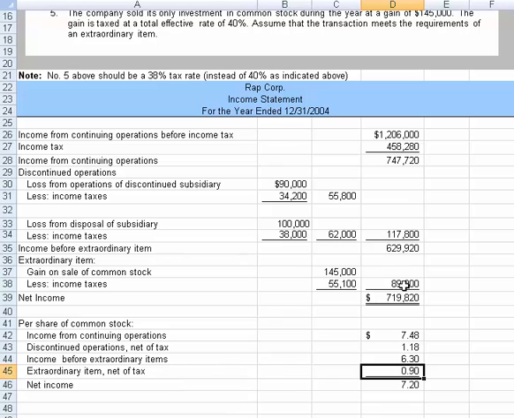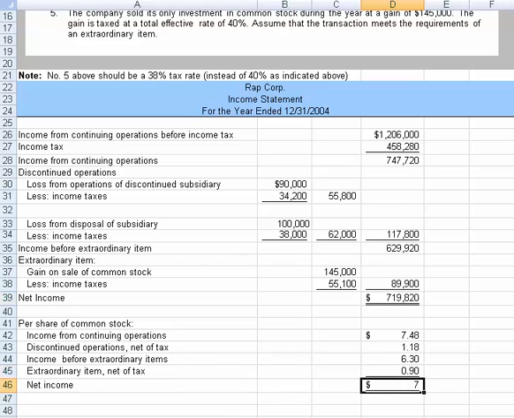Underline that. Use that same format here, and then I'll put the decimal places back in. Okay, and that gives us our per share of common stock, and we've worked this problem. Alright, I'll slide back up now.